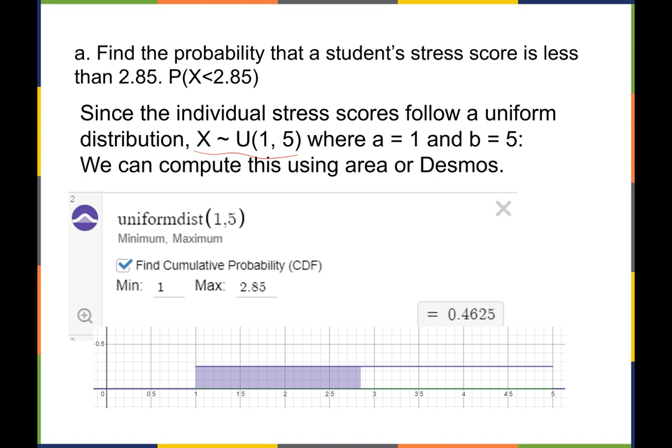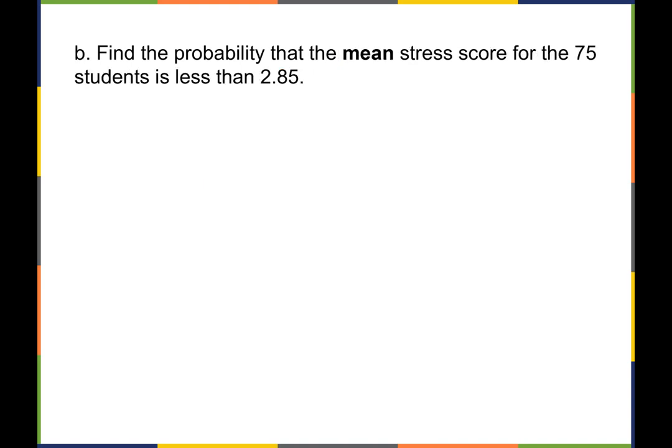So the probability that an individual student's stress score is less than 2.85 is equal to 0.4625. Now, we didn't do anything with the central limit theorem here. We used straight up what we know about uniform distributions, calculated the area that corresponds to this probability, and came up with our answer. Now, let's find the probability that of those 75 students in our sample, the mean stress score is less than 2.85.